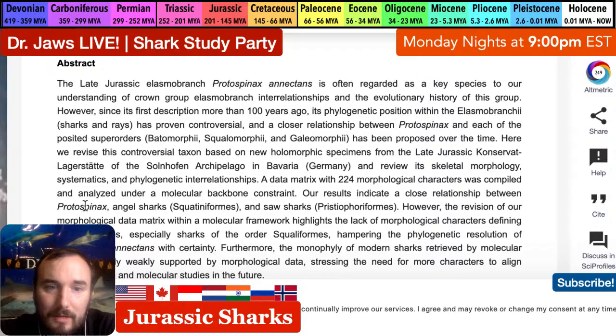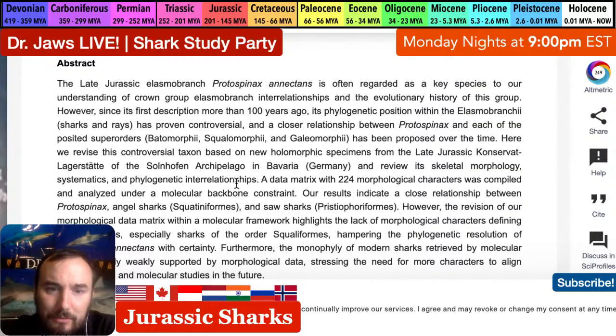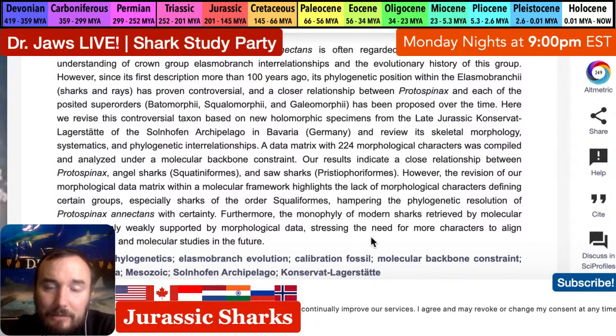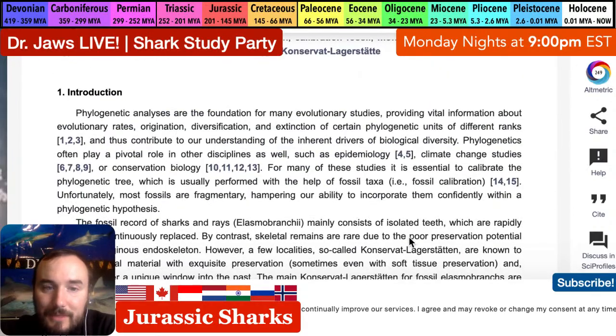Wow. I was not expecting that. So that's not galeomorphy, that's squalomorphy. So that's really interesting. However, the revision of our morphological data matrix within a molecular framework highlights the lack of morphological characters defining certain groups, especially sharks of the order Squaliformes, hampering the phylogenetic resolution of Protospinax annectens with certainty. Furthermore, the monophyly of modern sharks retrieved by molecular studies is only weakly supported by morphological data, stressing the need for more characters to align morphological and molecular studies in the future.